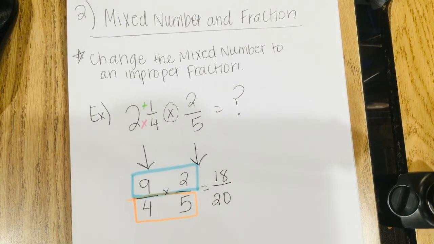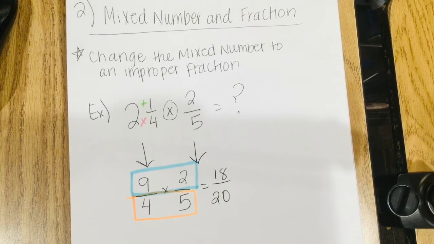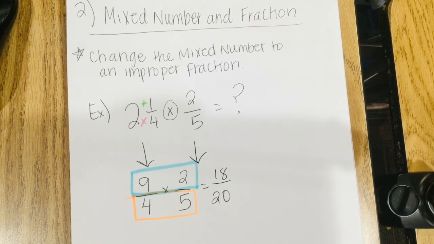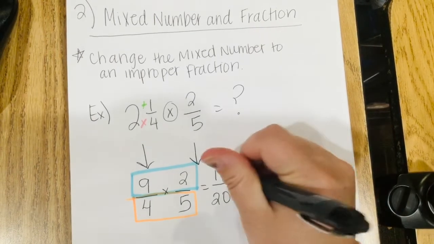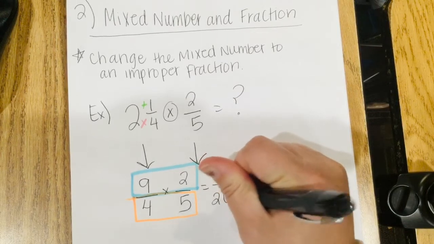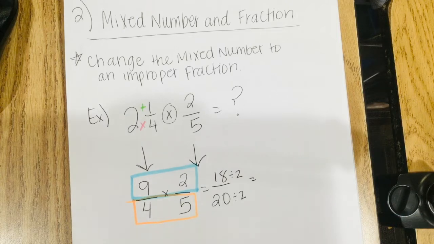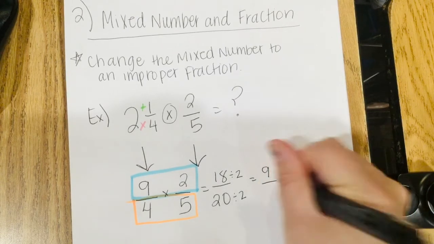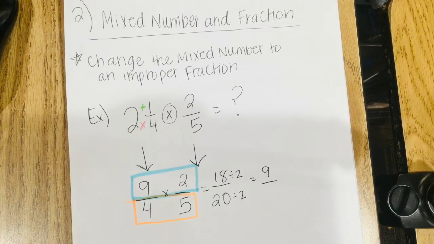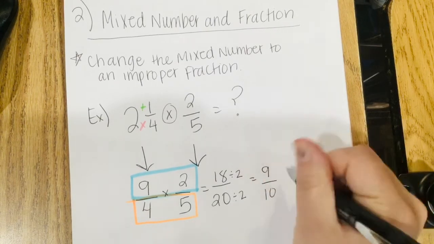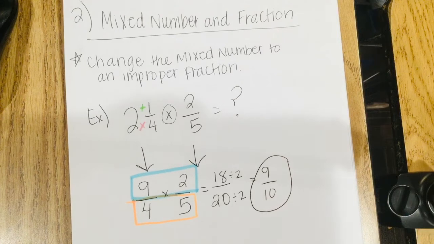Okay, so notice this is not an improper fraction, but it can be simplified. So I'm going to start with the number 2 because I know both of those are even numbers, and I know any even number can go into the number 2. So I'm just going to divide and see what I get. So 18 divided by 2 is 9. And 20 divided by 2 is 10. And that's our answer. It can't go any further. It can't be any more simplified.